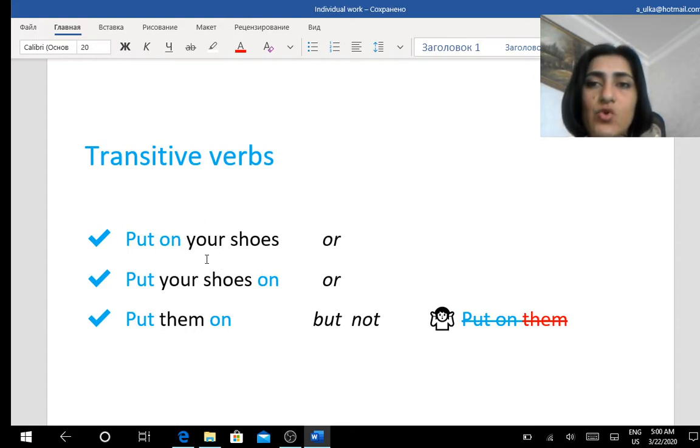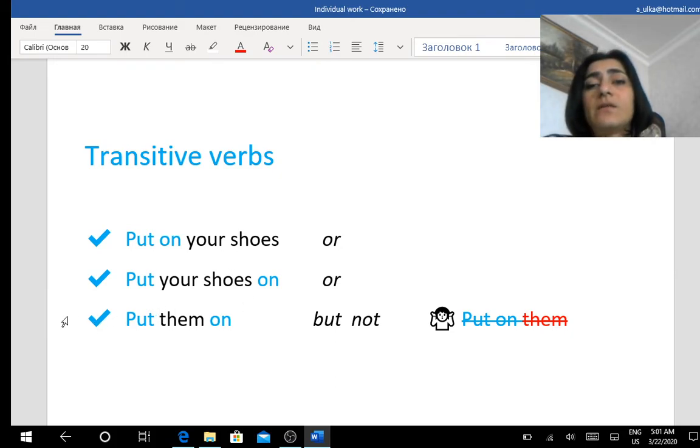Here it's your shoes, and your verb is put on. So you need a direct object after this verb. You can also put your object between the different parts of the verb, like between the verb put and the preposition on. So it works in both cases, compared to the intransitive one.